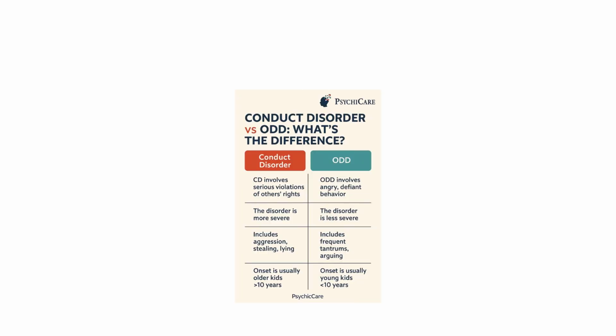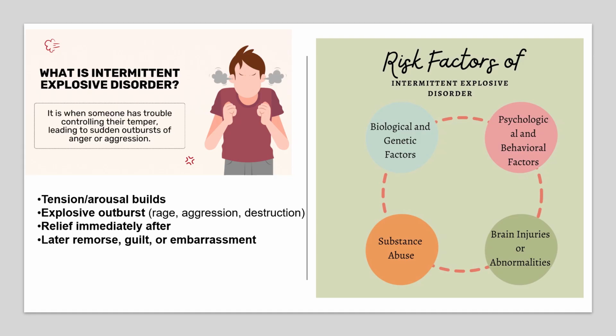This slide shows the difference between conduct disorder and ODD. Conduct disorder involves more serious violations of others' rights, whereas ODD involves angry and defiant behavior. Conduct disorder is more severe as compared to ODD. Conduct disorder includes aggression, stealing, lying, whereas ODD involves tantrums and arguing. Conduct disorder usually happens after 10 years of age, but ODD is more common for kids less than 10 years.